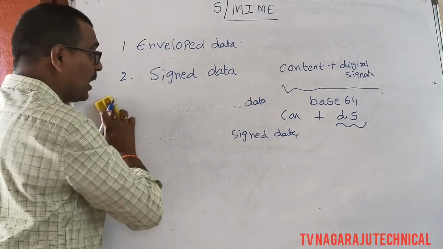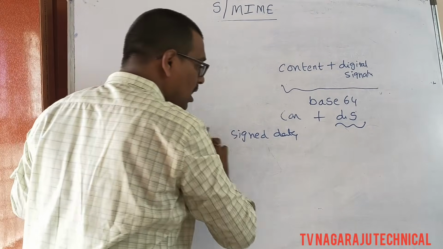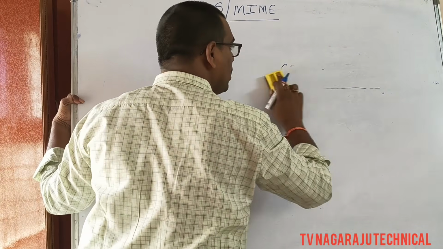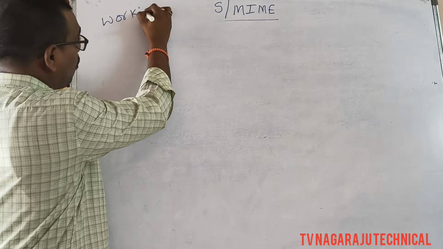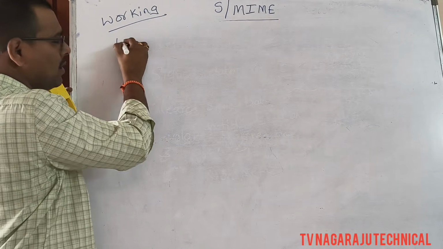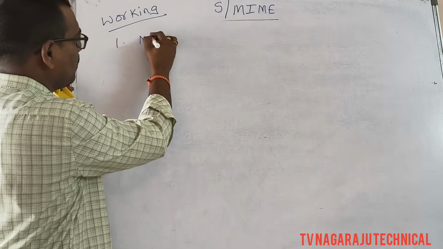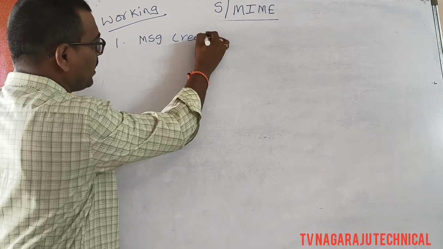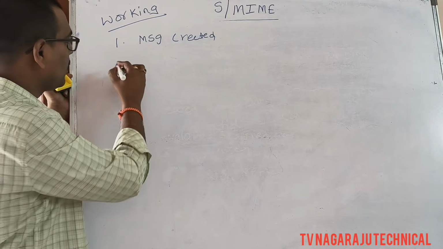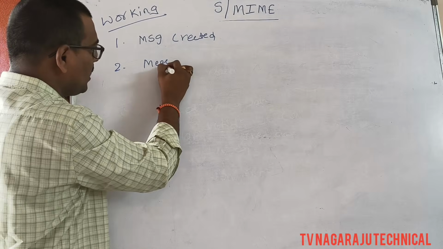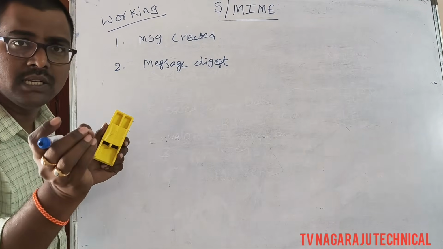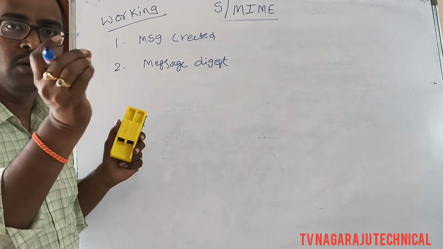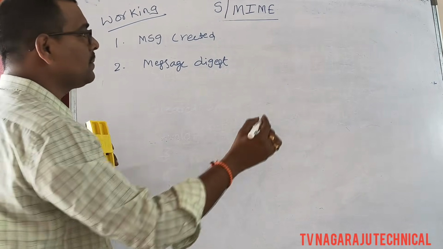Now, what is the working of SMIME? That is, how the message is transferred from the sender to the receiver. Moving to the working of SMIME. Obviously, the first step is simply that one message is created. First, we create one message. After that, create a message digest. What is meant by message digest? Whatever message we have, for that message, apply some hash functions.